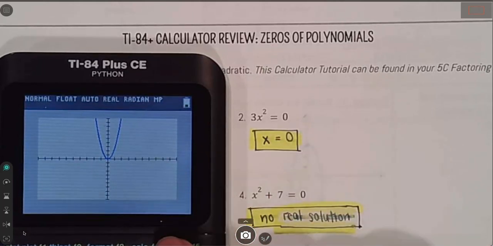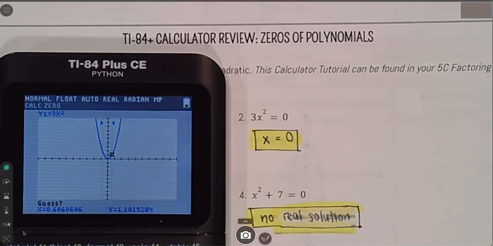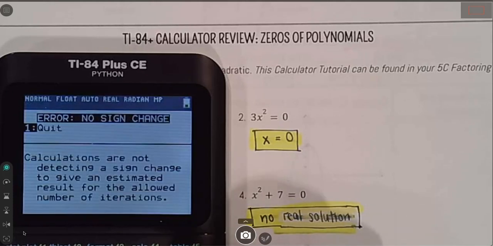If you try second calc 0, you're going to get an error. And the reason is because the way this works is it needs to have 1 point above the x-axis and 1 point below the x-axis. And in this case, they're both above the x-axis. So as you can see, we got an error, no sign change.